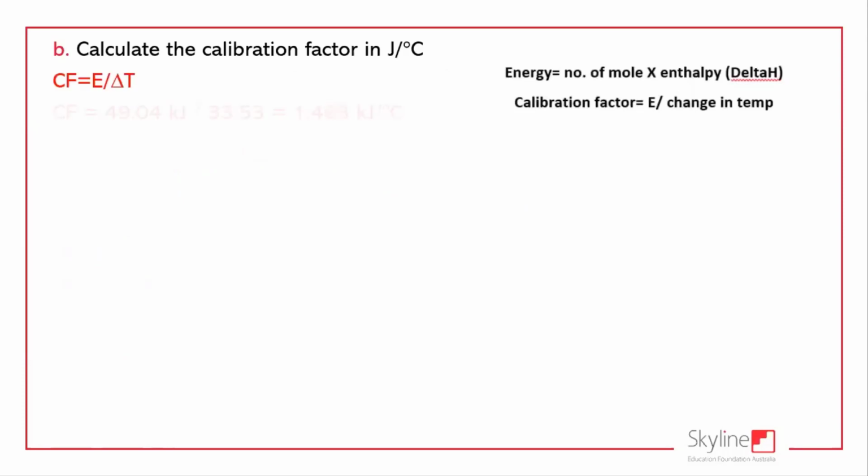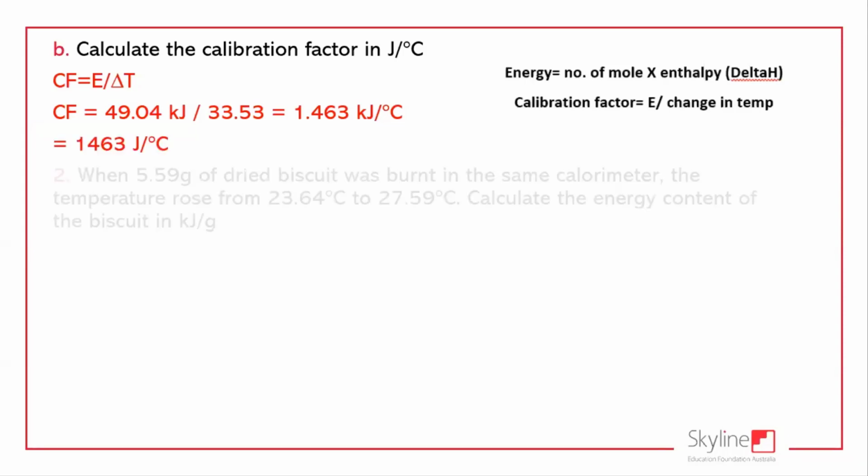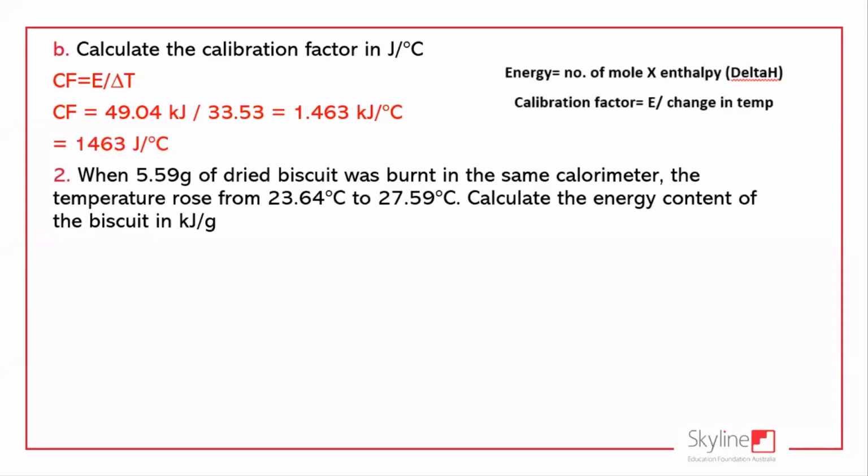Determine the calibration factor. This is just a simple formula. Calibration factor equals energy divided by change in temperature. Well, we released 49.04 kilojoules, and the change in temperature was 33.53. That gives us 1.463 kilojoules per degree Celsius. To put that into joules, we just times it by 1,000. Okay, so we found the calibration factor.